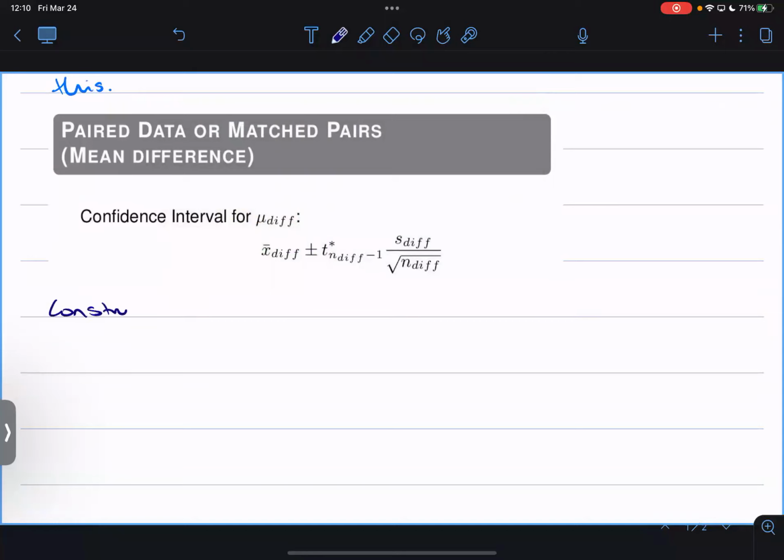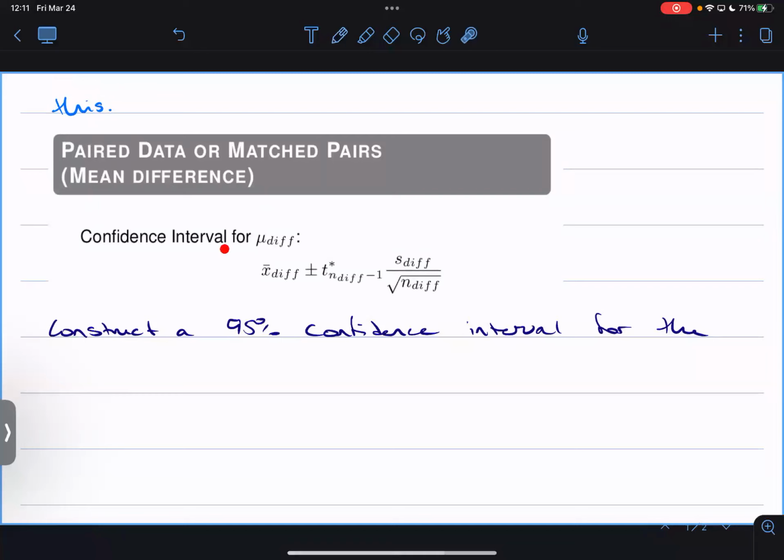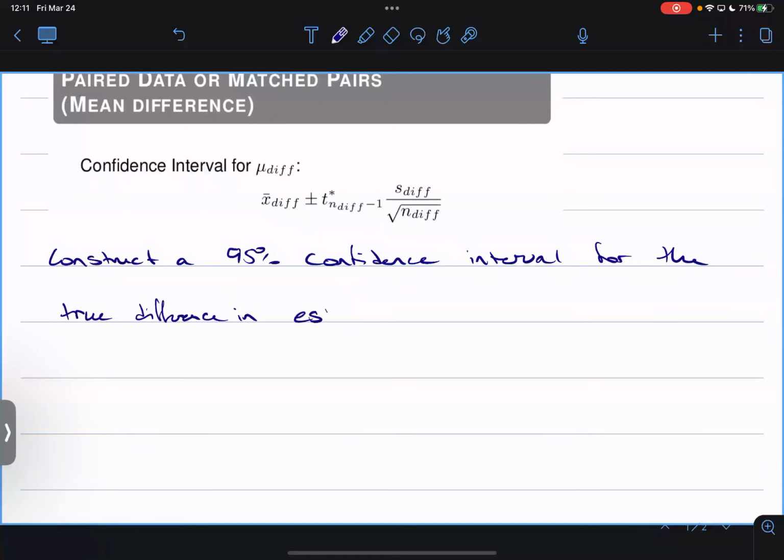And so here we go. Construct a 95% confidence interval for the true difference, right? Because it's a confidence interval for the population mean difference. Okay, so for the true difference in estimates is what we want to do.